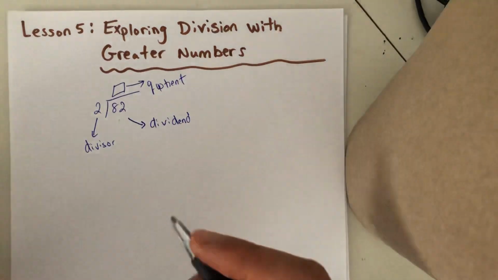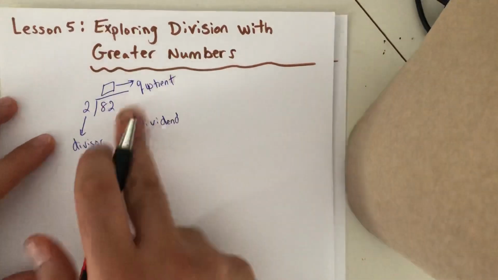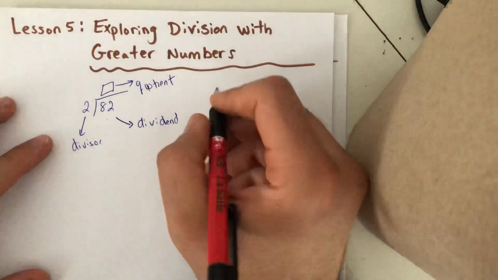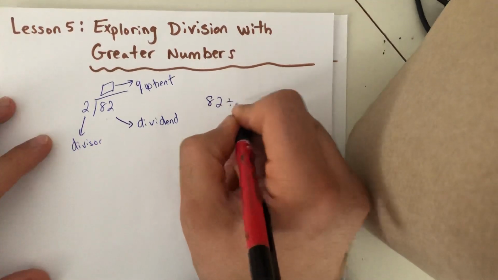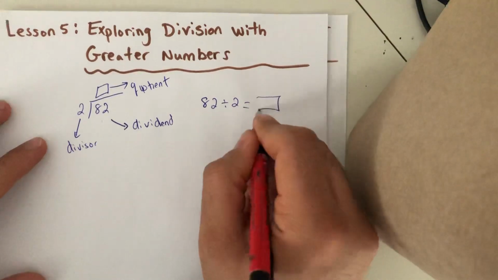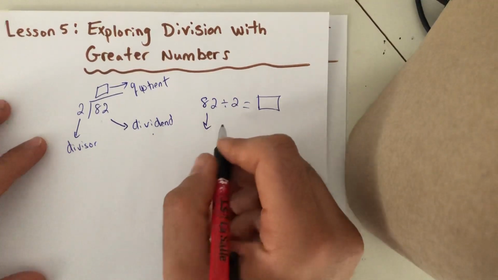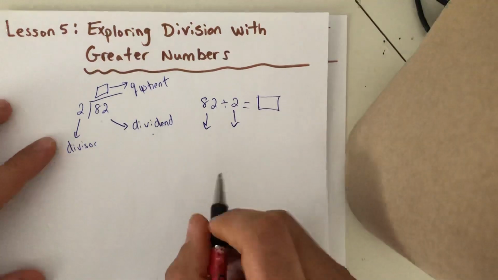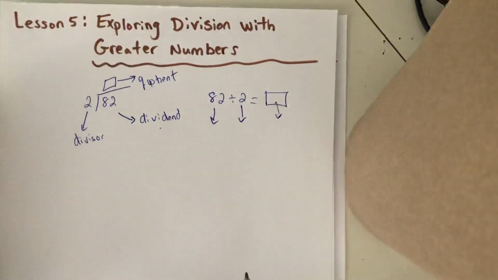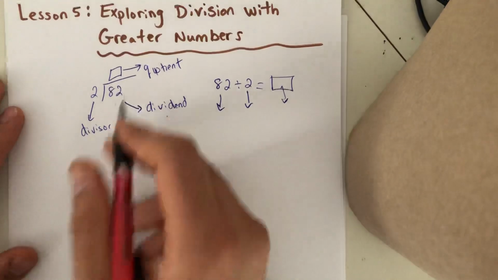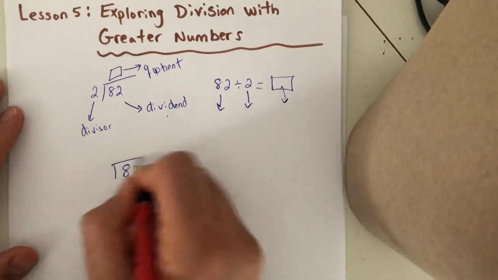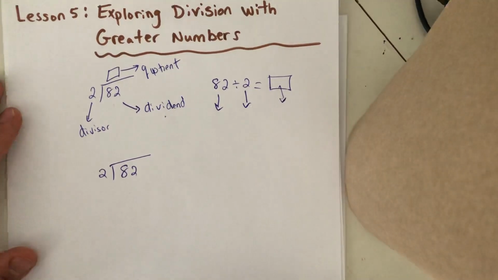If it's written in a different way, this is how I wrote it in the long division strategy way. So if I say 82 divided by 2 is equal to what? Again, 82 is the dividend, 2 is the divisor, and the answer right here is the quotient. Okay, so let's work with this number. 82 divided by 2 is equal to what?